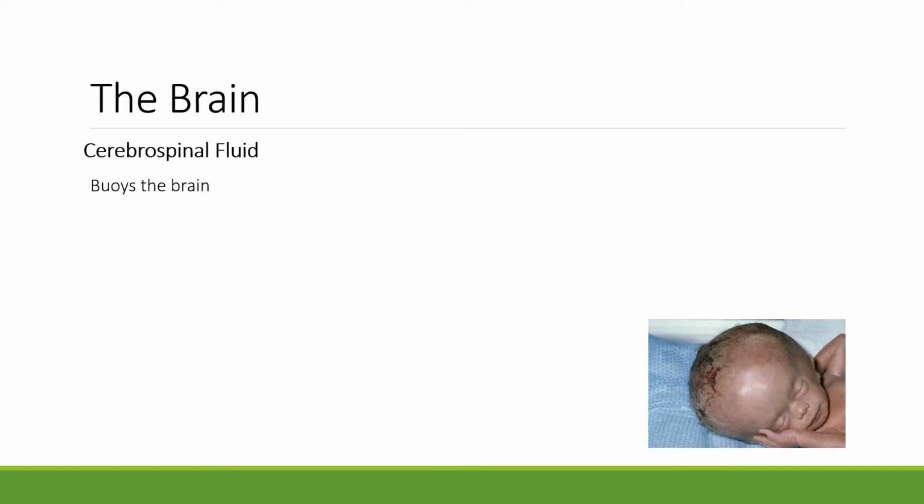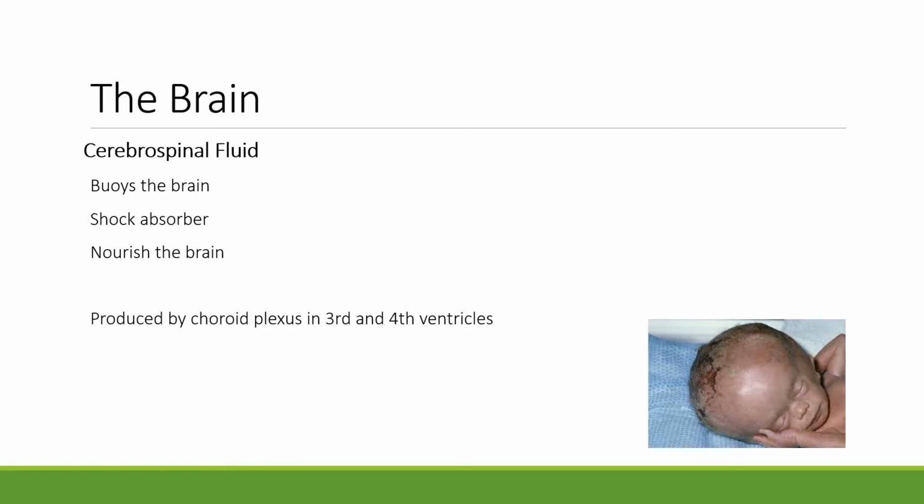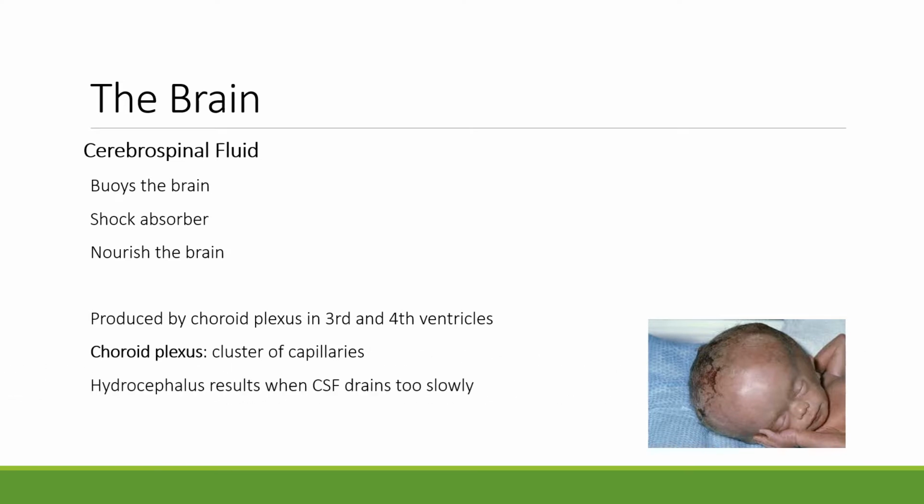Also associated with the brain is cerebrospinal fluid. It serves to buoy the brain, it acts as a shock absorber, and it nourishes the brain. Cerebrospinal fluid, or CSF, is produced by the choroid plexus in the third and fourth ventricles of the brain. The choroid plexus is a place where you'll find a cluster of capillaries. Hydrocephalus will result when CSF drains too slowly. There's a picture illustrating this to the right.